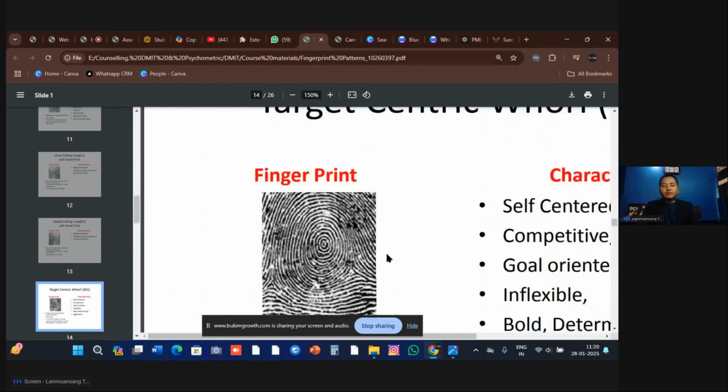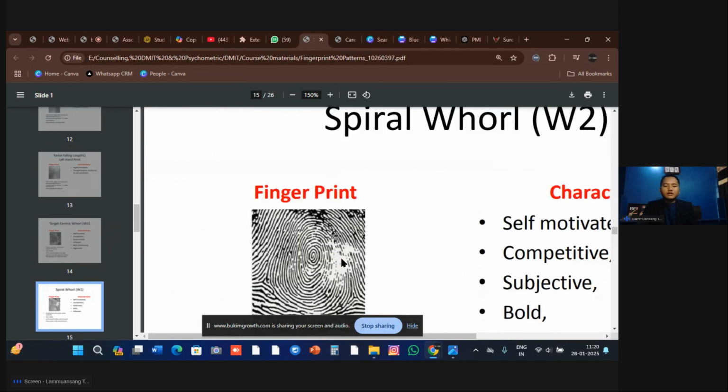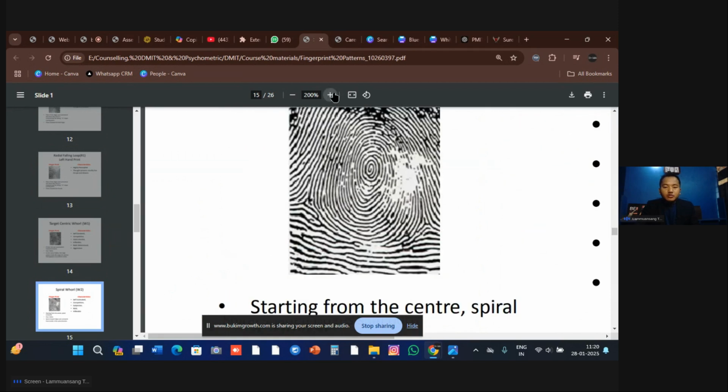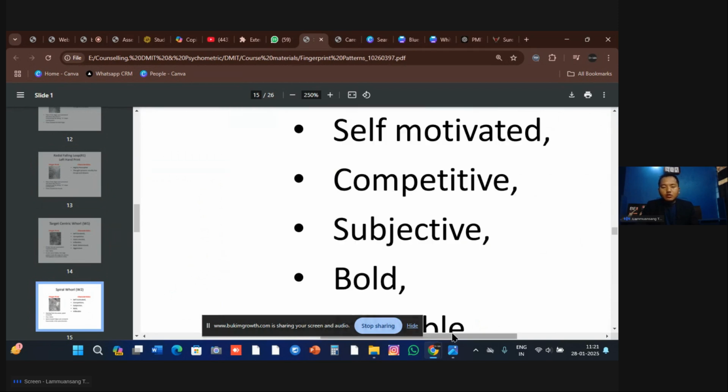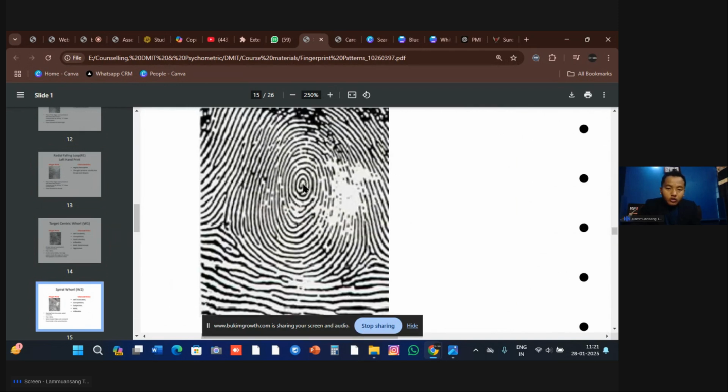This is W1, remember. W1 and W2, what is their difference? Very close, right? This one is spiral outwards. It is not a complete circle. See, okay, let me zoom. It is not complete outward, okay? Now, follow the circle. From here, make it follow the circle. If it is one complete circle, that means what? It is W1, okay?